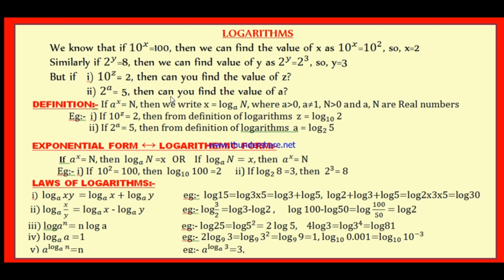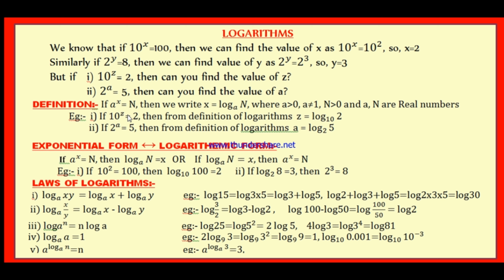In this case, you see here a power x is equal to n. This is an equation in exponential form. Whereas x is equal to log n to the base a is another equation, which is in logarithmic form. Here a power x is equal to n is called an equation in exponential form, and x is equal to log n to the base a is called an equation in logarithmic form. Therefore, a power x is equal to n can be written as x is equal to log n to the base a. Now let us see one or two examples.